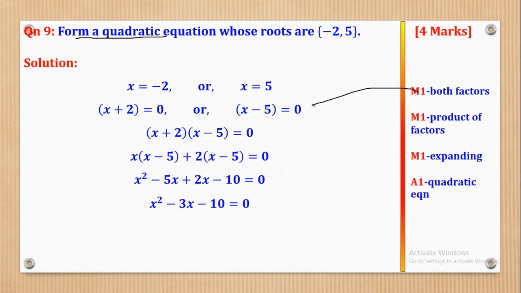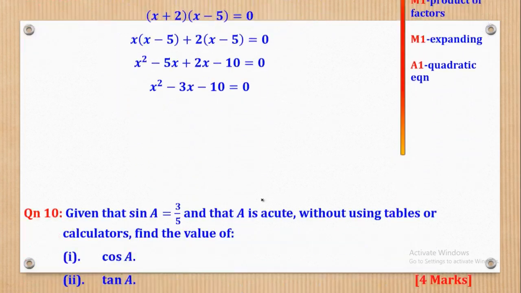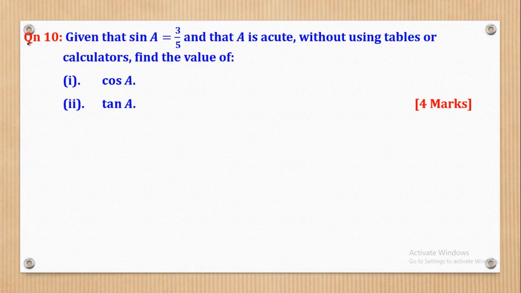So M1 for both factors, M1 for product of factors, M1 for expanding, A1 for the quadratic equation. So now we shall go to question 10.